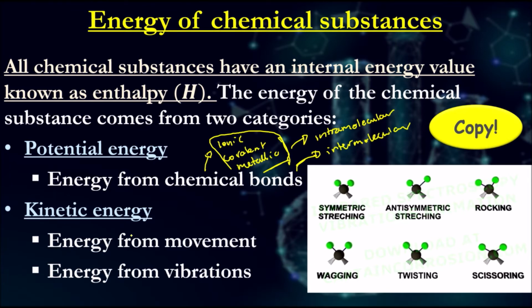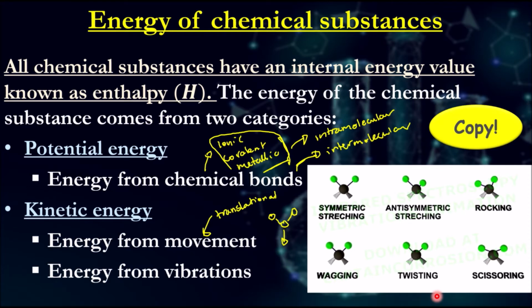Kinetic energy can be related to the movement of the particle, so it could be what we call translational kinetic energy, which essentially means the particle moving directly forwards or backwards. And then we also have energy that's associated with its vibration. If you look at this animation here, these are just some of the many types of vibrations molecules and compounds can undergo. You have stretching, rocking, scissoring, wagging, twisting, and there's also bending as an example.